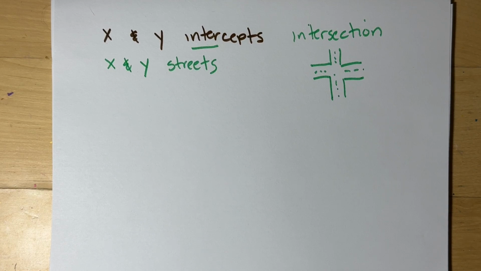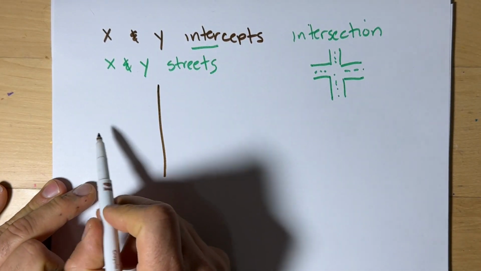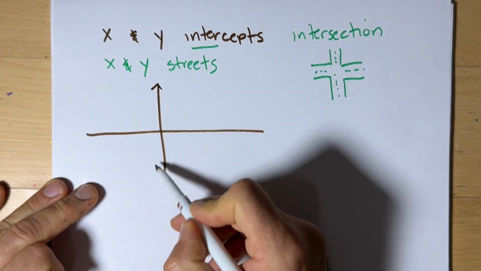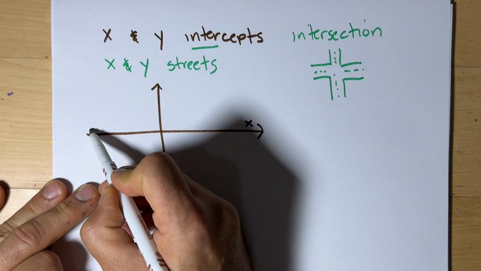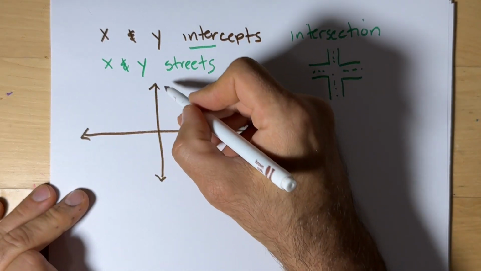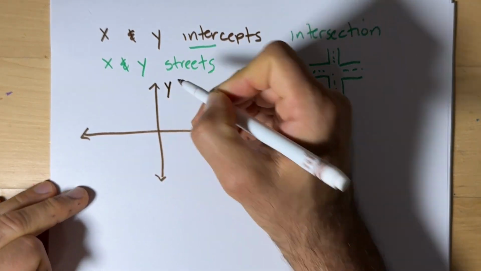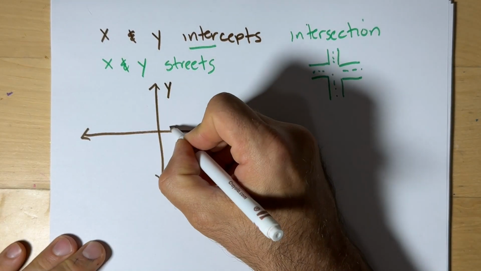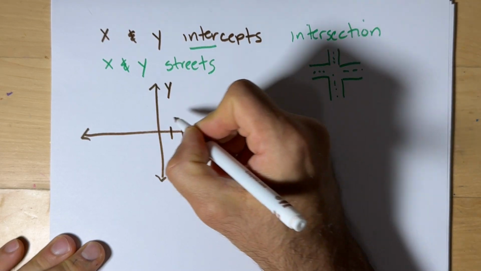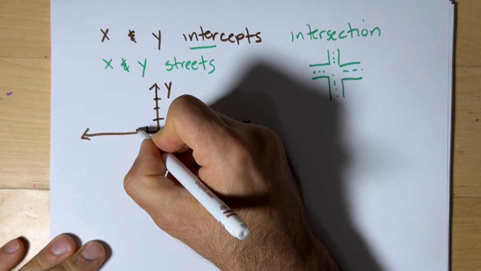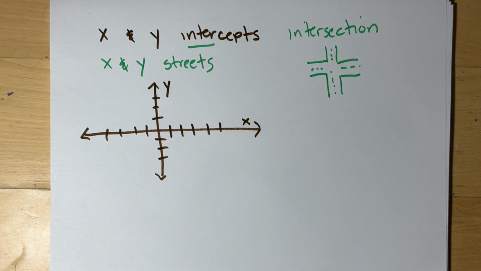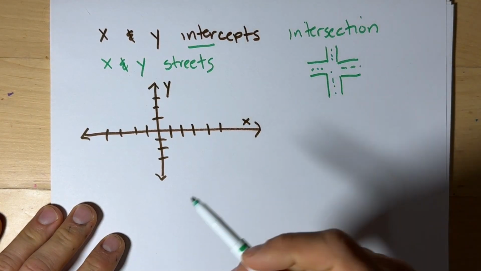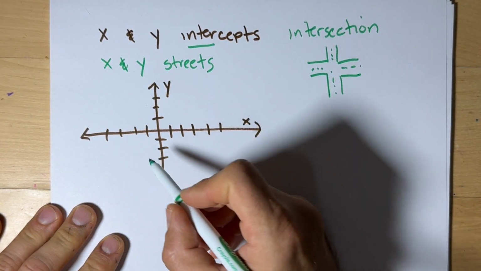Let's take a look. When you have a basic graph, X street goes left and right, west and east. Y street goes up and down. And so when we have a graph, we sometimes go through X and Y street, sometimes one, sometimes the other, sometimes both. So let's do a basic example.